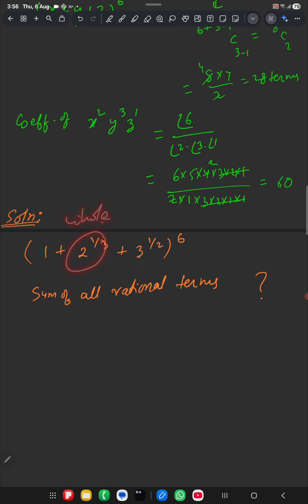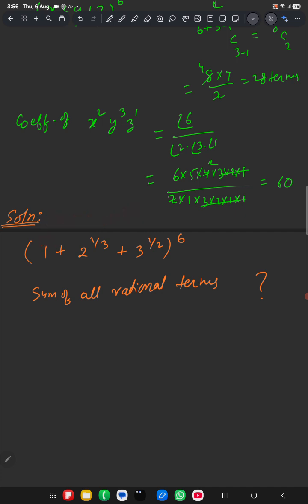Here also this should be given a power of 0, 2, 4 or 6. Up to the 6 you have to give. Okay, so multiple of 2 here, multiple of 3 here, and here no restriction, 0 to 6 any power you can give. Okay, so a rational term will be obtained.